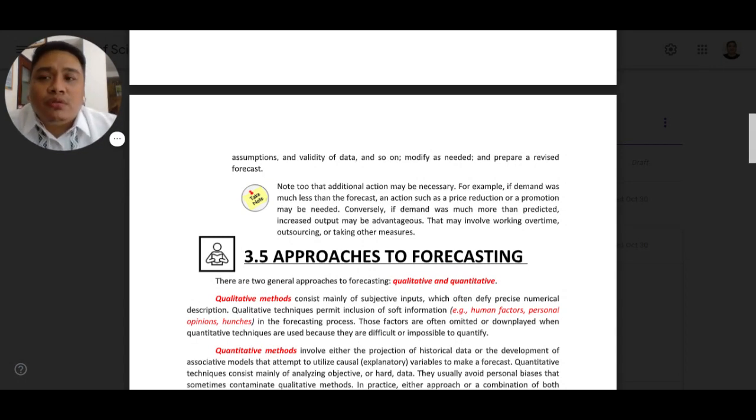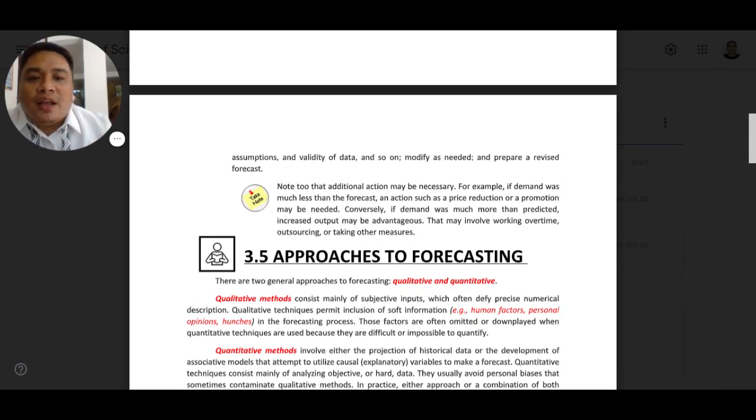So how are we able to bridge that certain gap in your forecast error? So there are certain aspects that you could get with that. For example, nag-predict tayo ng 15 million. 10 million lang yung naabot natin. We have a 5 million forecast error. So, on that basis, nagkaroon tayo ng problema sa sales. Now, how can we bridge that certain gap?